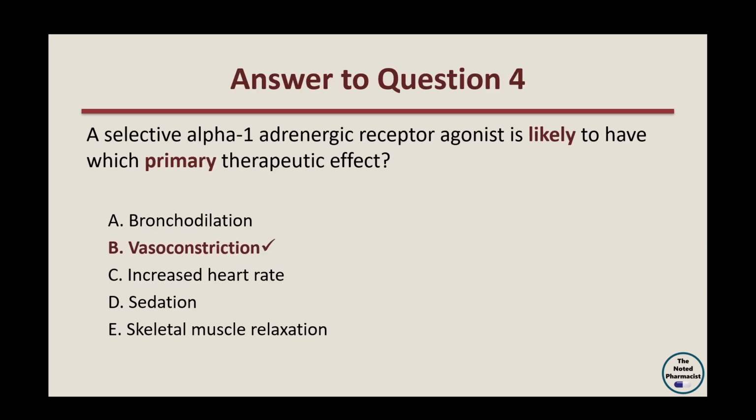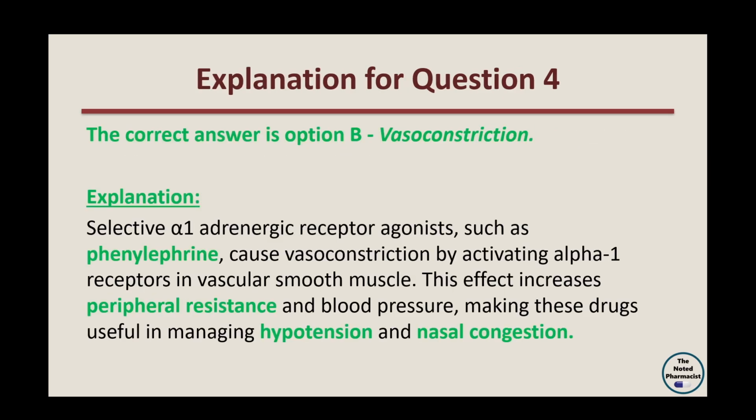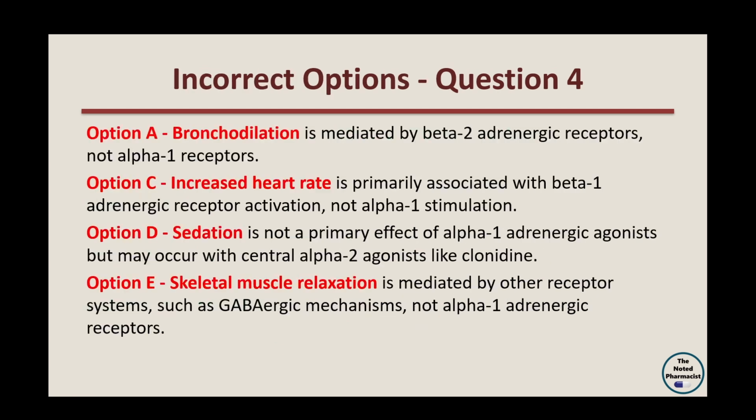The correct answer is option B, vasoconstriction. The explanation is as follows. Alpha-1 adrenergic receptor agonists primarily induce vasoconstriction, which is useful in conditions like hypotension or nasal congestion. By tightening vascular smooth muscle, these drugs increase blood pressure and reduce nasal swelling. Here is the explanation for the incorrect options.